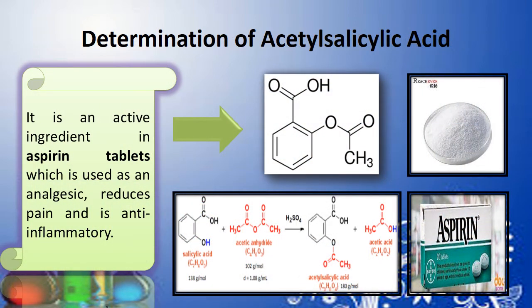Determination of acetylsalicylic acid, which is an active ingredient in aspirin tablets, which is used as an analgesic, reduces pain, and is anti-inflammatory. This is the structural formula of acetylsalicylic acid, which is white in its pure form. This is the chemical equation showing the formation of acetylsalicylic acid from salicylic acid and acetic anhydride in the presence of sulfuric acid. These are the aspirin tablets.